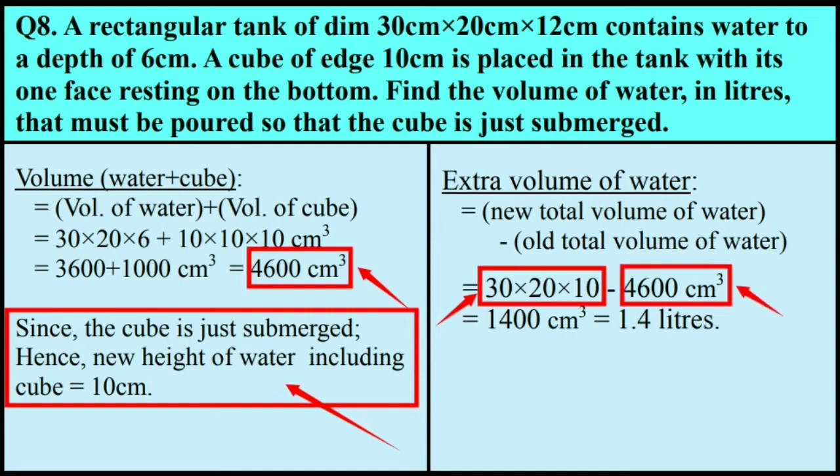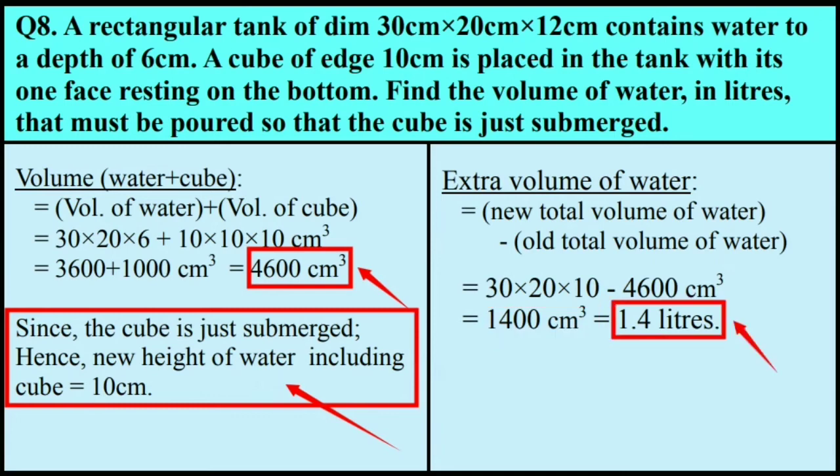and 4600 centimeter cube is the volume of water and the volume of the cube already contained in the tank. Hence, the extra water to add is the difference of these two volumes. And the answer finally is 1400 centimeter cube or 1.4 liters. Therefore, extra volume of water needed to just submerge the cube is 1.4 liters.